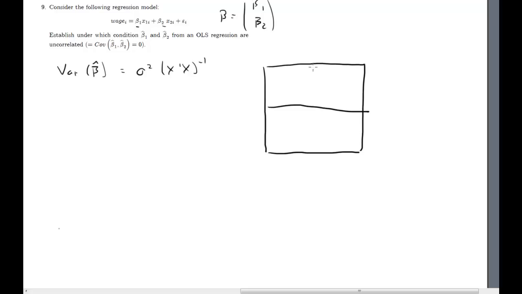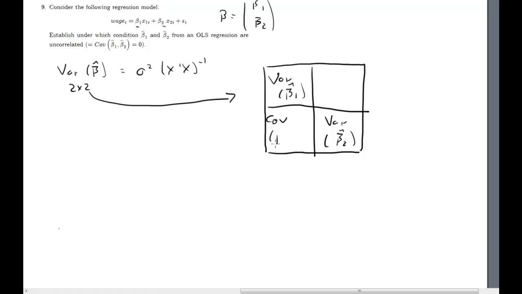Now I'll just do this bigger, there's no need to do this in so little space. So this is going to be a 2x2 matrix, where here we have the variance of beta1 hat, here we have the variance of beta2 hat, and here we have the covariance of beta1 hat with beta2 hat, and here the same, it's symmetric. So what this question basically asks is, under which condition is this off-diagonal element going to be 0? We need to see what's hidden behind here, because that will tell us what's in this off-diagonal element.